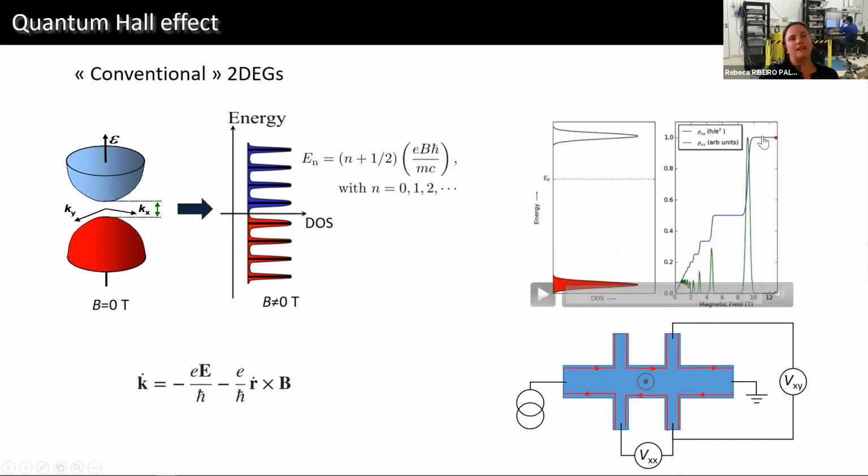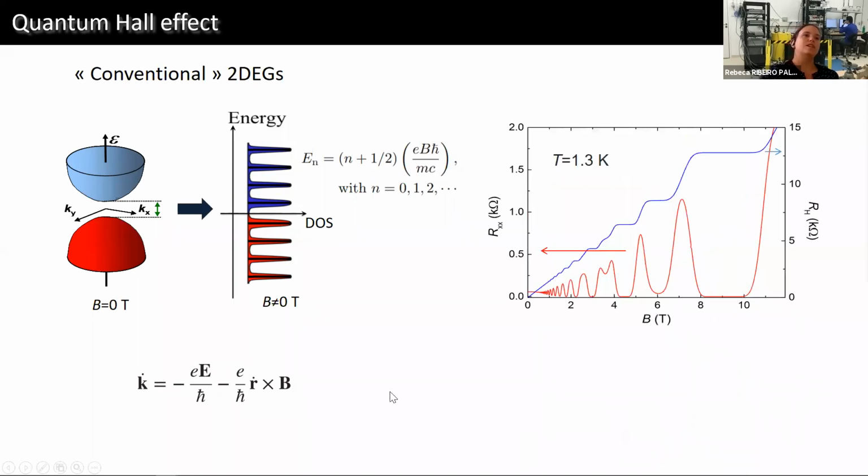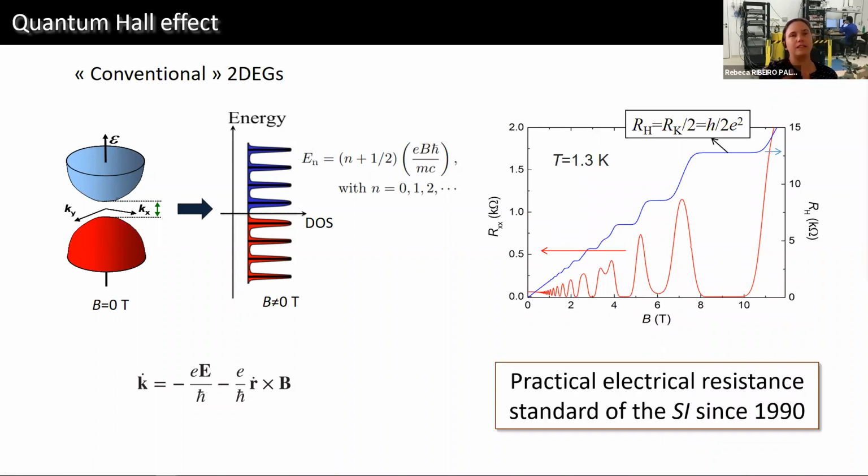So this quantization of the transverse resistance is so well quantized. In fact, it depends only on fundamental constants of nature, such as Planck's constant and the electron charge. It is such a robust effect that it has been used as a practical electrical resistance standard of the International System of Units since the 90s.